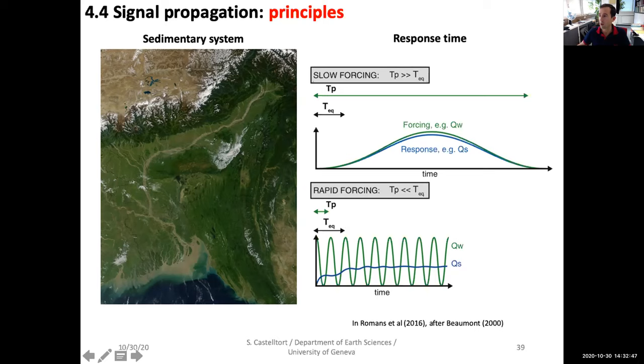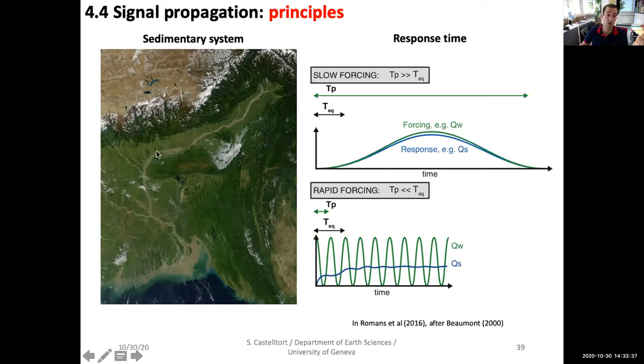Okay? So the question is, when there is a tectonic event here, whether it's one earthquake or whether it's a cluster of earthquakes during 40,000 years, does that create a signal that then is of sufficiently high magnitude and sufficiently long duration to be transmitted? And what controls whether the signal is going to be transmitted, at least partly, is the response time of the system. The response time is a characteristic time in the system.